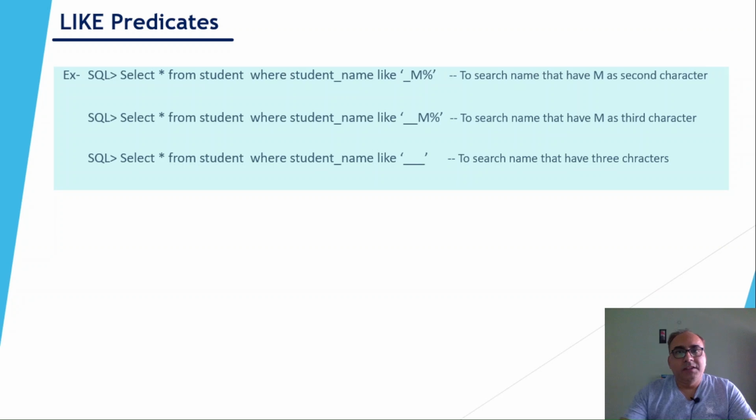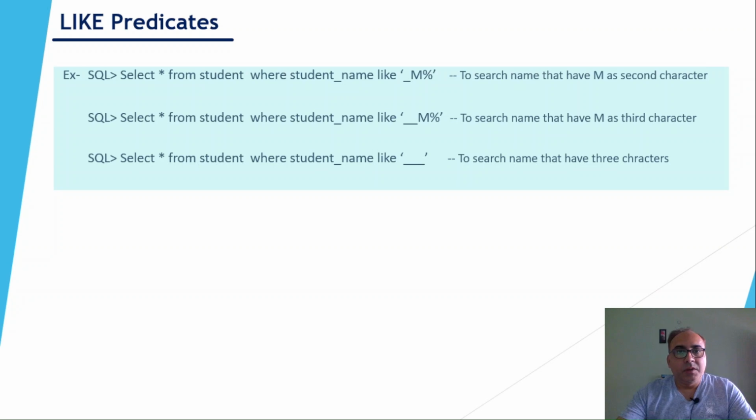Let's talk about some more examples. SELECT * FROM student WHERE student_name LIKE '_m%'. As I said, underscore specifies a single character. So the first character can be anything, but the second character should be m, and thereafter percentage is there, which means any other string can come. If we summarize, this retrieves all the records from the student table where the second character is m.